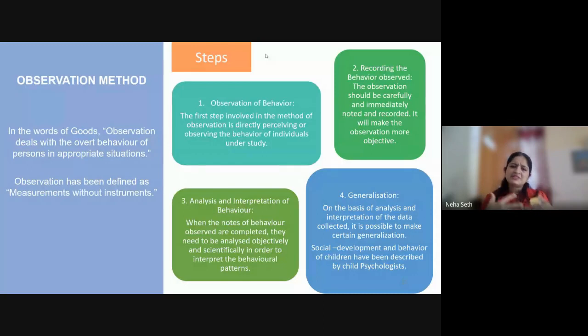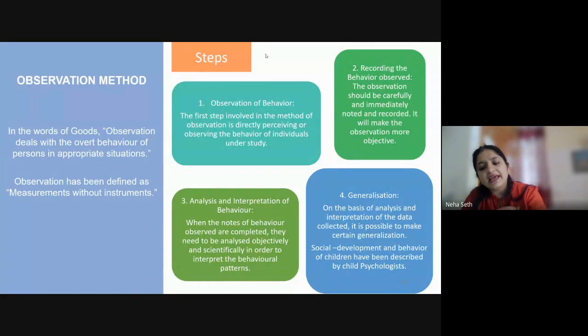Once I have studied this, I will generalize the data. I will generalize my results. On the basis of the analysis and interpretation I have done, it is now possible to generalize certain things. Like, as I said, pediatricians know that when infants are crying, they might be facing some problem in their stomach. This is a general perception, because infants are not able to speak, but when they are facing some problem, accordingly, the pediatricians will suggest a remedy.